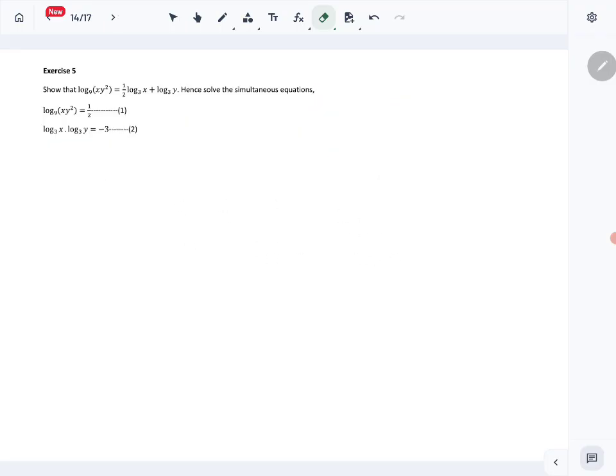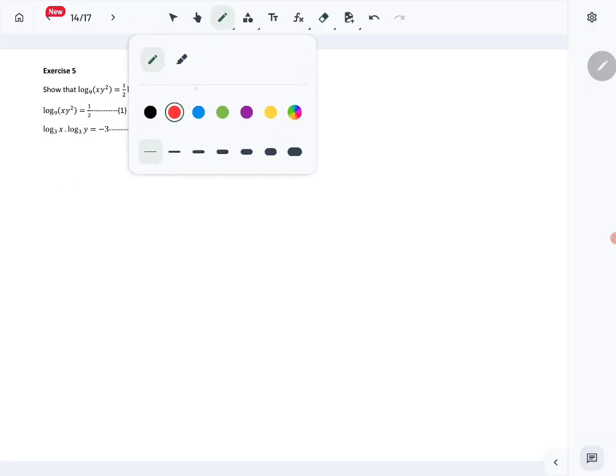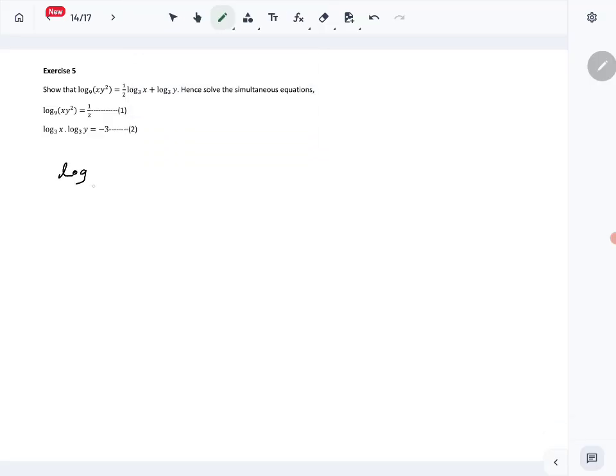Right, let's look at exercise 5. Right, first we have to show this. Show that log base 9 of xy squared is equal to half log base 3 of x plus log base 3 of y. Right, so then we'll start with this side, left hand side. So here we have to show left hand side is equal to this. So product has been written as a sum, no? So that's what we need to do.